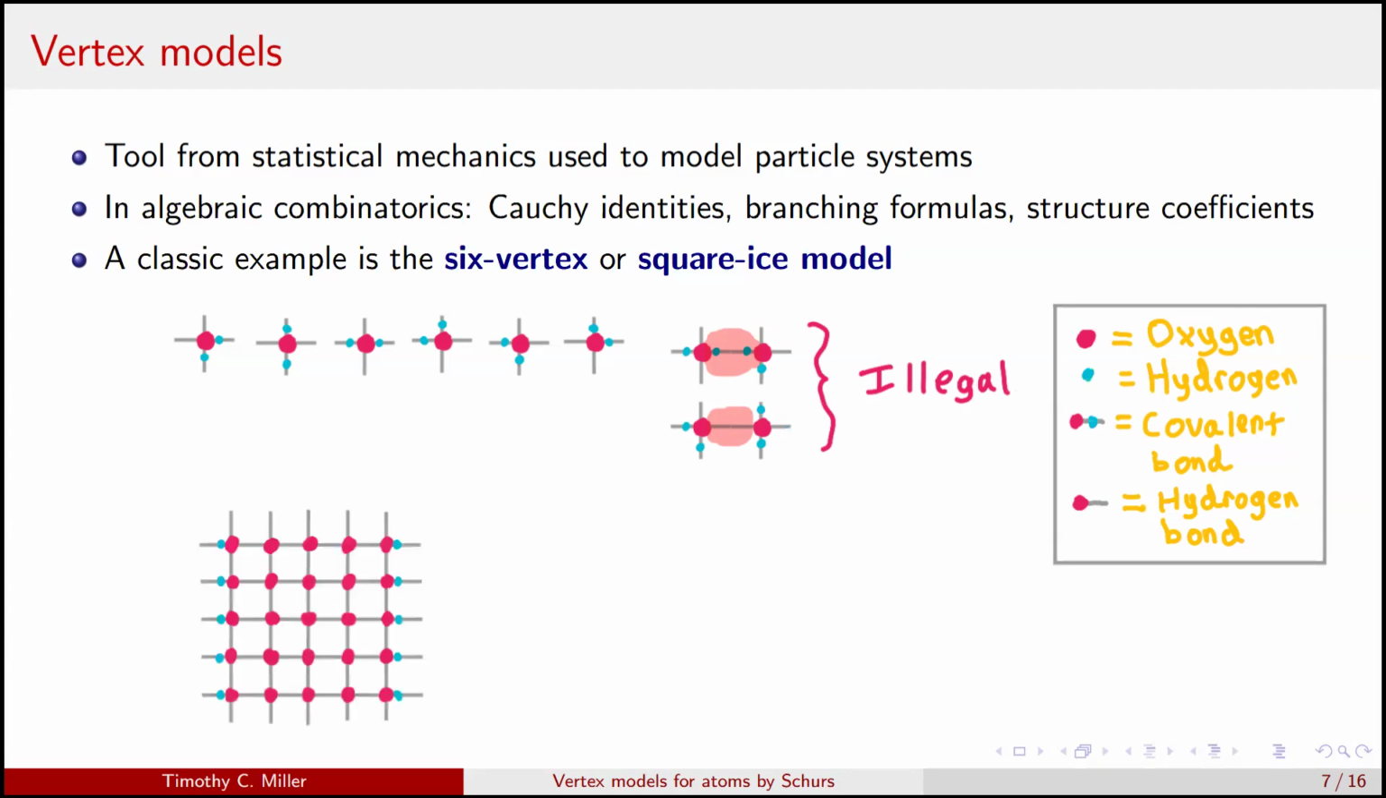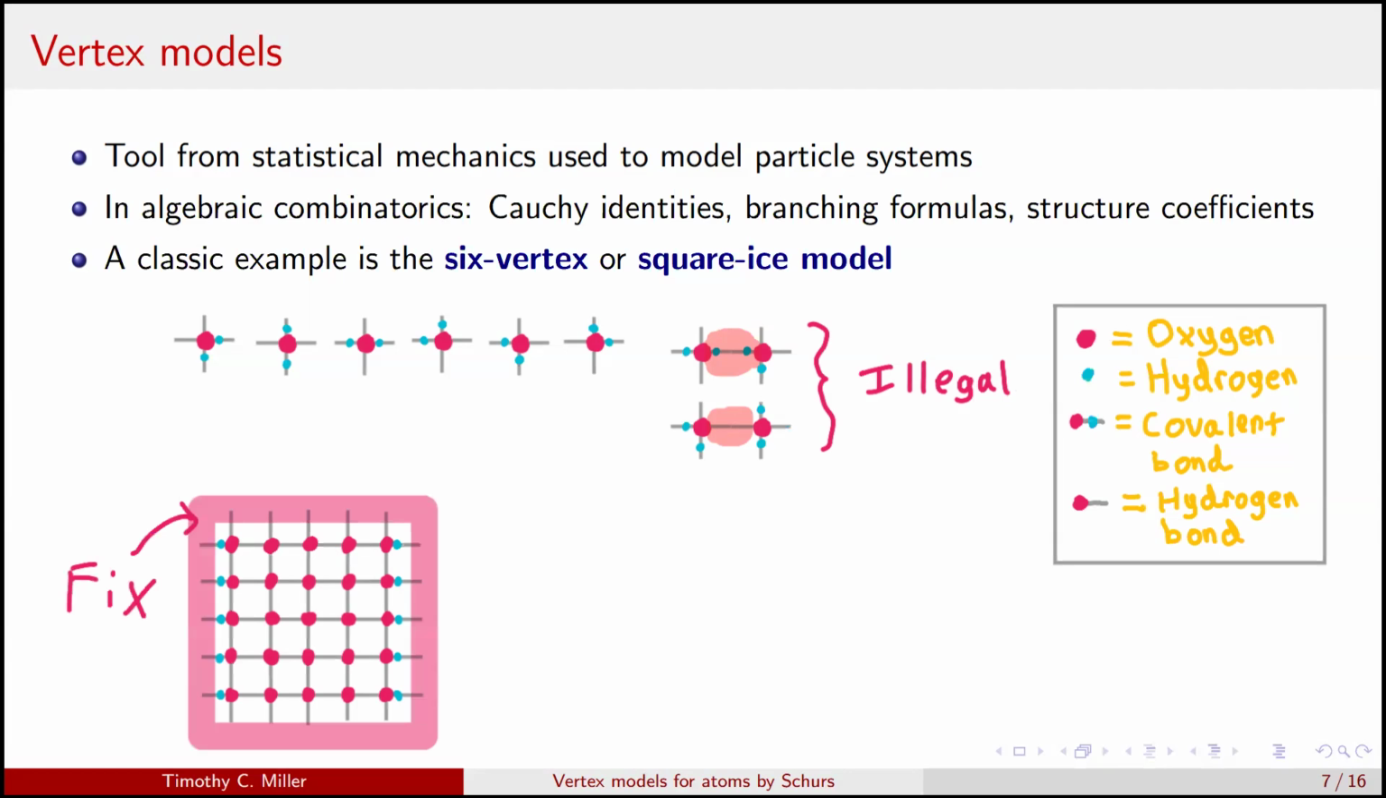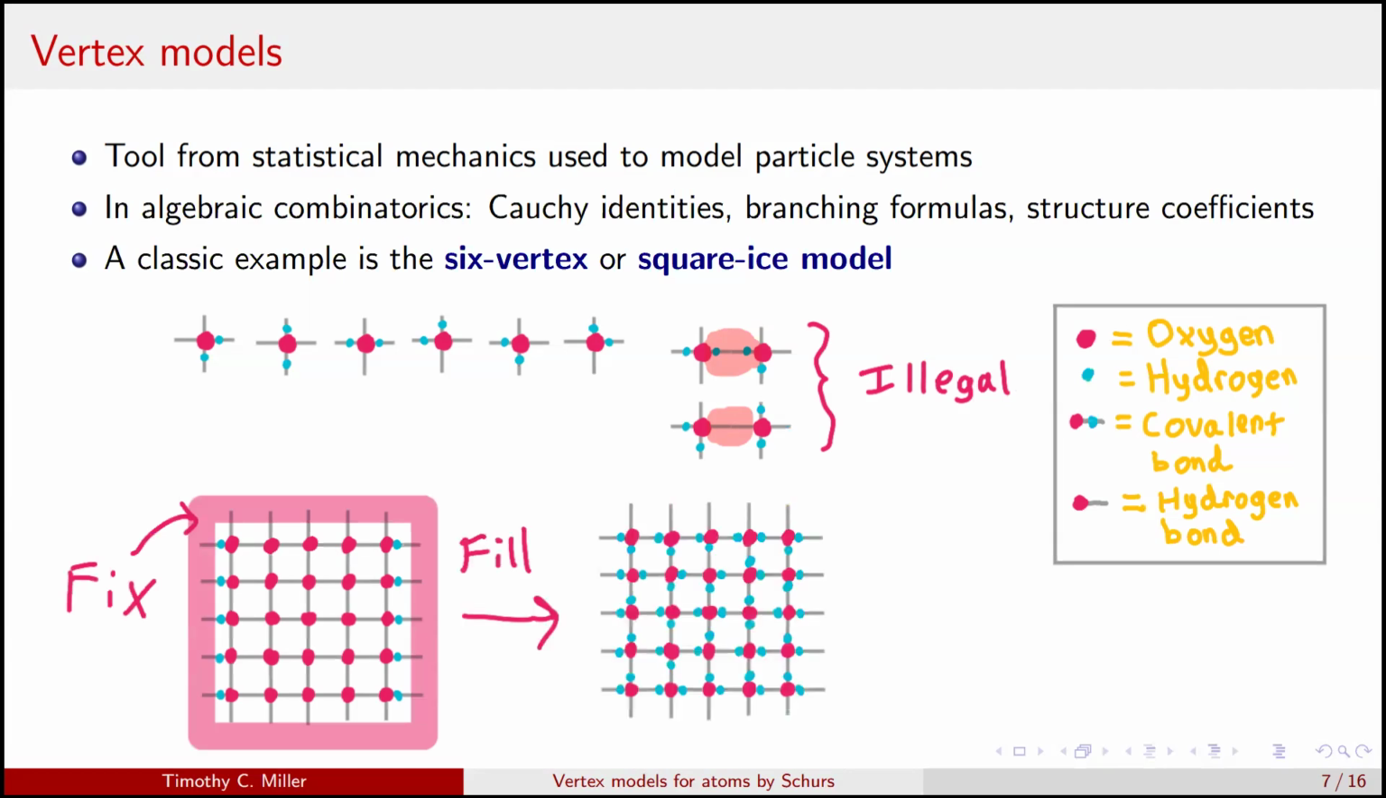And then it's called the square ice model because you just imagine you have a two-dimensional square of ice and you fix the boundary, and then you would fill the interior in all possible ways. And then every vertex is given a weight. In this case, let's just say everything has weight 1, in which case what the model will do is it will just count the number of ways of filling in the square of ice. And that is the number of microstates, which is used in the calculation of entropy.